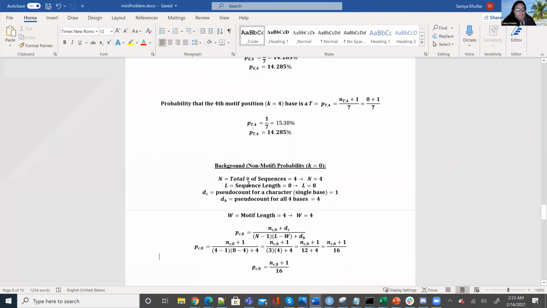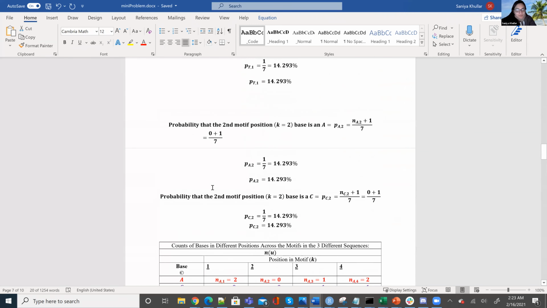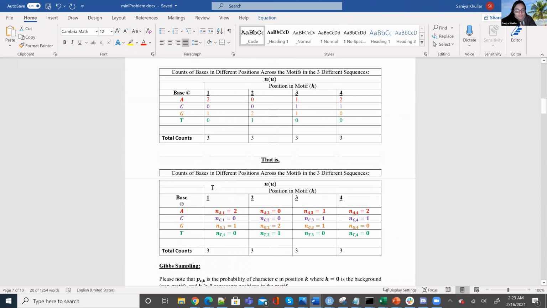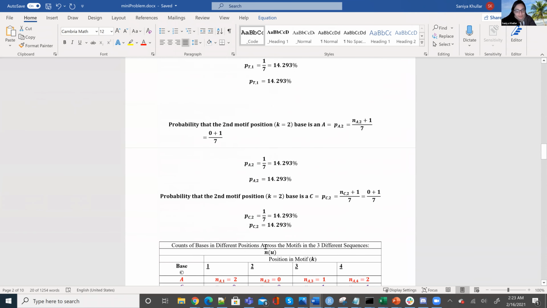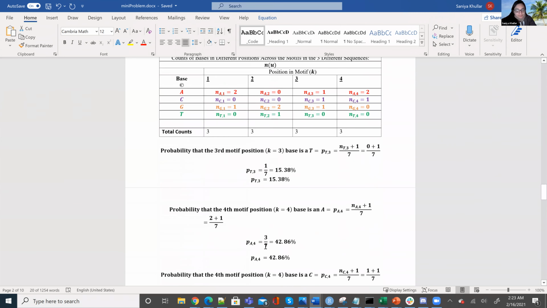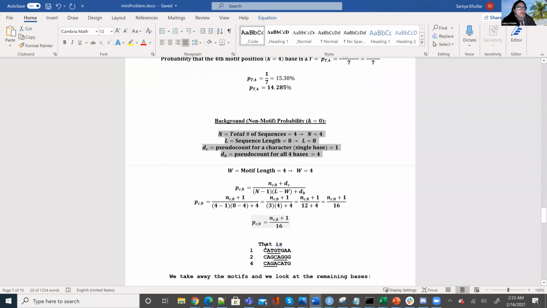But what we use is the same formula from above that we had used. Like this formula here, pseudo counts and W. I just brought it down for our reference. So what we see here for the background is we want to find, if it's not a motif, what do the bases look like? So this is the formula that you actually use for the background non-motif probability.